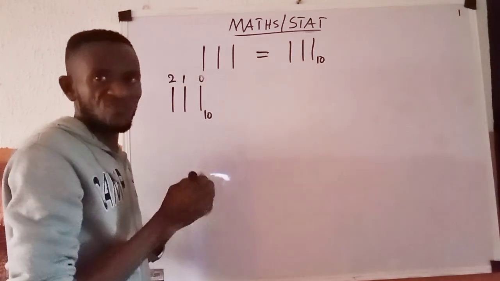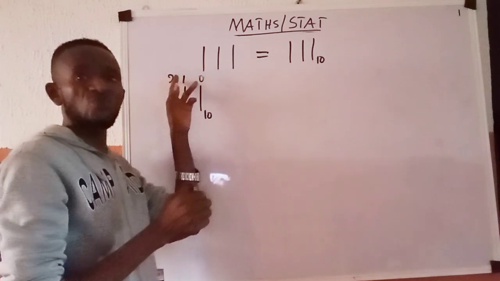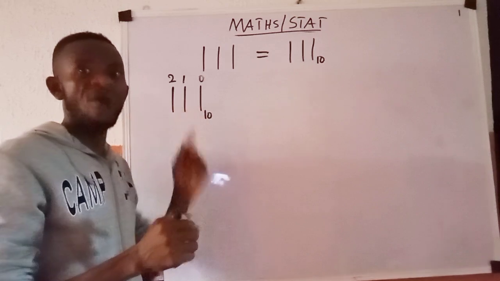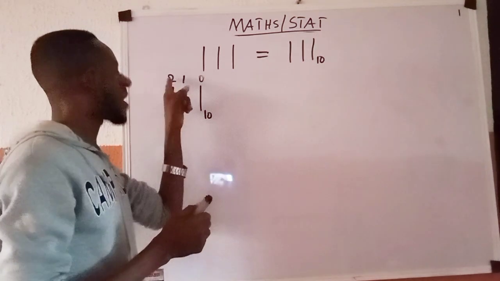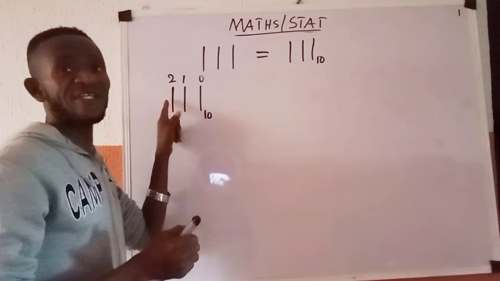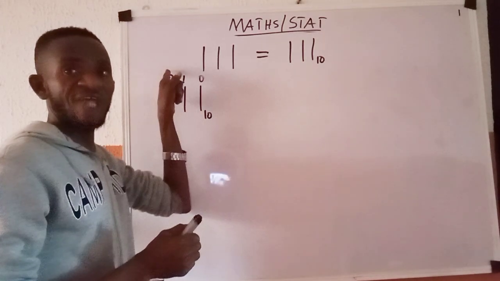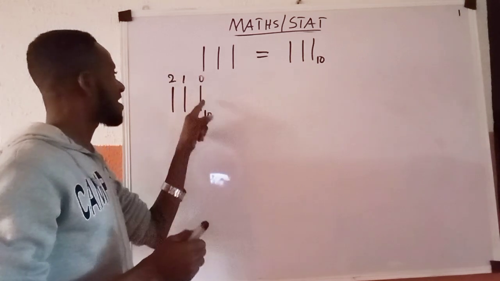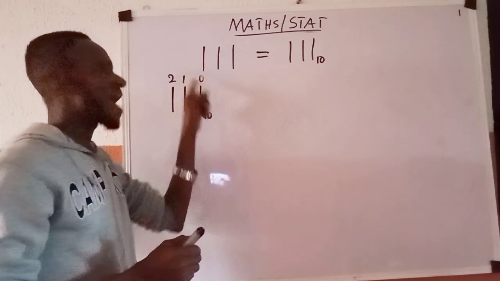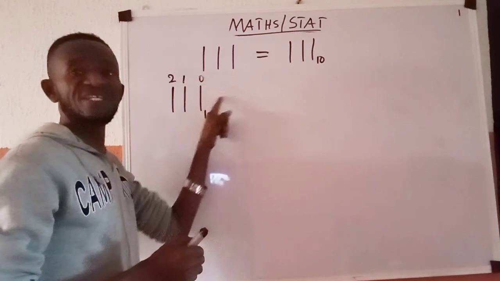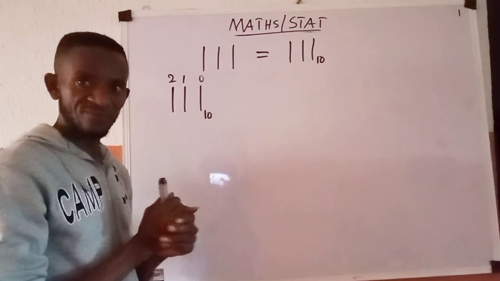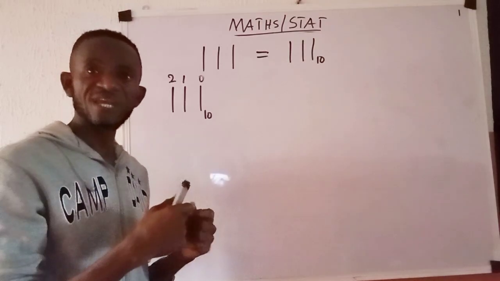What these 0, 1, and 2 stand for is the position of these digits in the number 111. This 2 is saying that you counted 2 digits before you arrived at this digit. This 1 is saying that you counted one digit before you arrived at this digit. Therefore, you have 1 here. And this 0 is saying that you never counted any digit before you arrived at this 1 here. Therefore, it takes a position of 0.